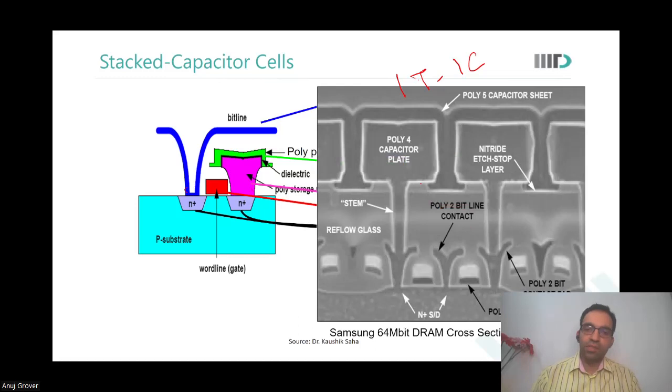So this is how this could look like in a bigger setting, where the capacitor could actually be made. So over here, and the bit line is over here, and the capacitor is now made somewhere above, far above, between metal 4 and metal 5, you make these capacitors.